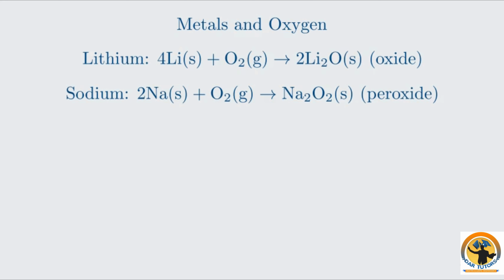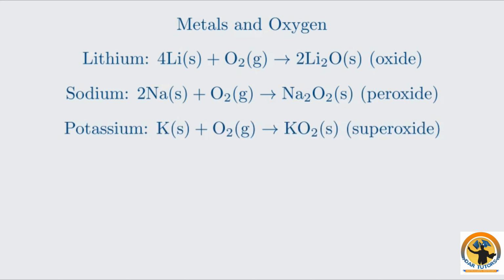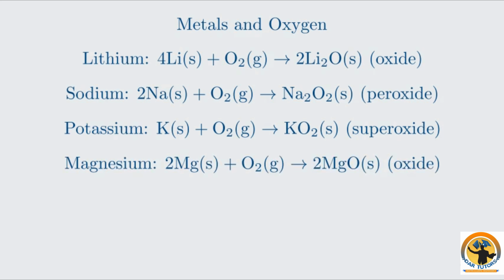In this ion, oxygen has an oxidation state of -1. Potassium, rubidium, and cesium form superoxides like KO2, containing the superoxide ion, O2-. Here, oxygen has an oxidation state of -1/2. Group 2 metals, like magnesium, typically form simple oxides. Magnesium combustion is a bright, dramatic reaction that produces magnesium oxide, MgO.